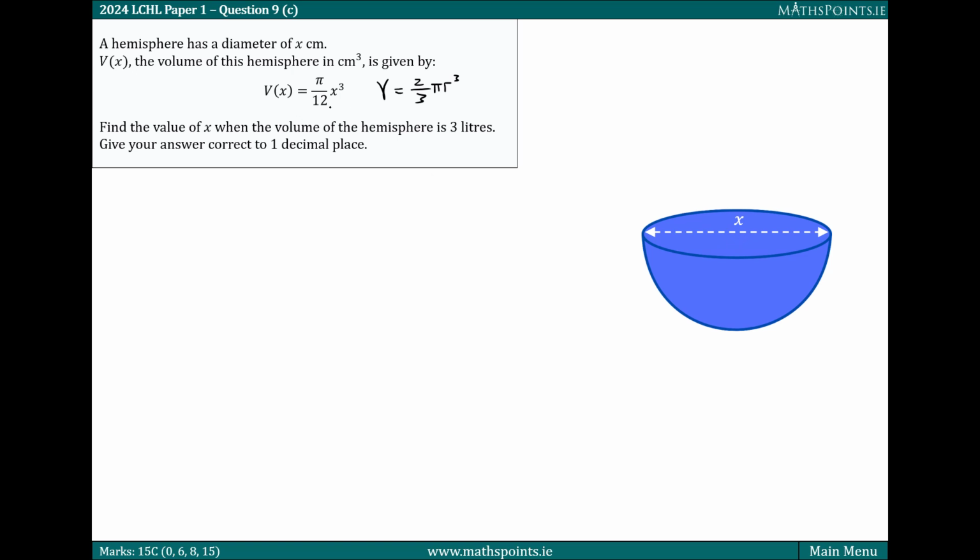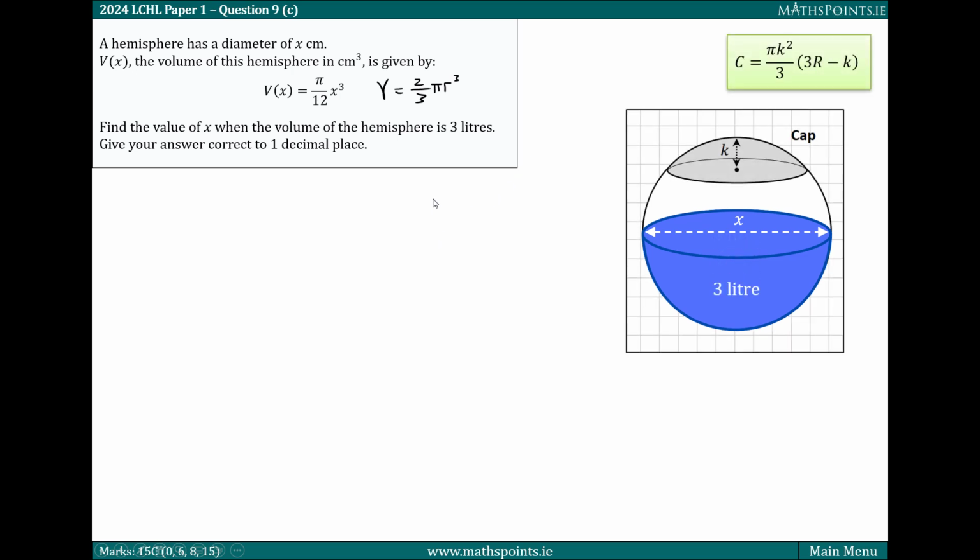So it's not a big leap to derive this ourselves, and I thought it might be a good idea just to explore that for a second, not with this formula, but with the formula that we've been given for a cap. So if we have a look at the formula for the volume of a cap again, we can think of a cap where the k value, the vertical height, is equal to the radius.